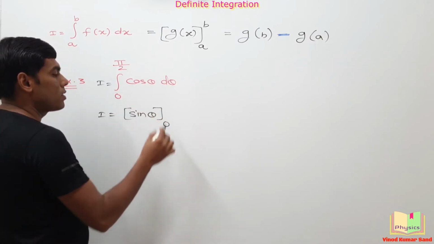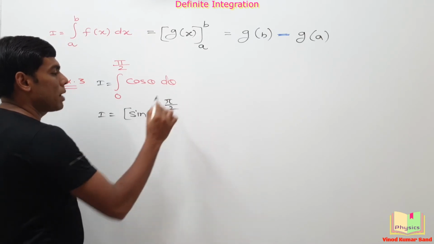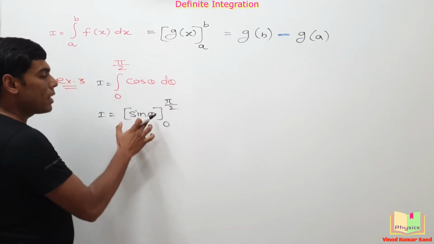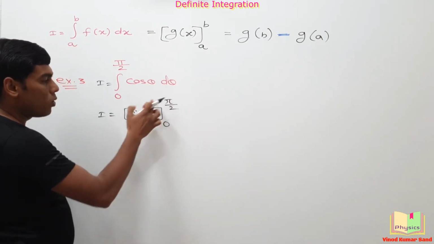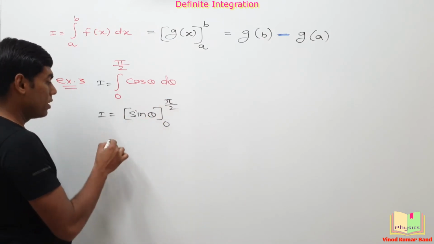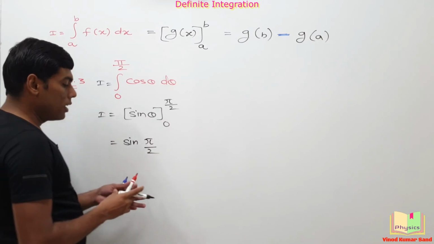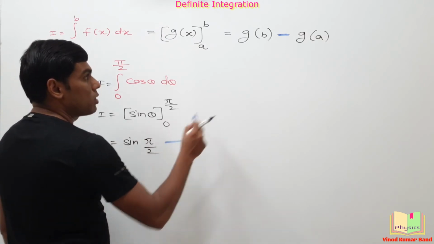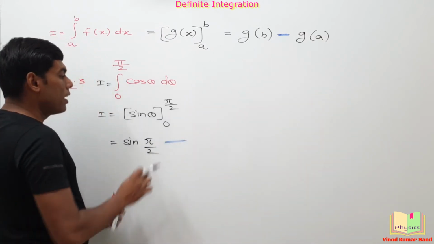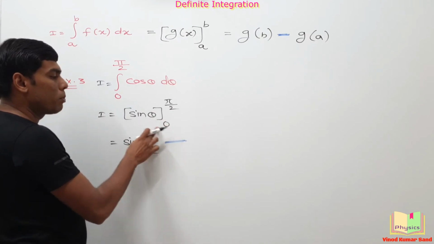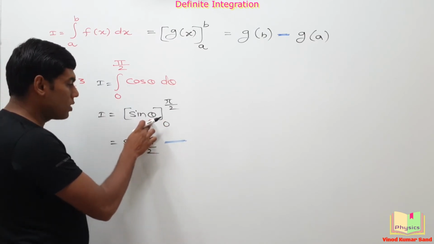The lower limit is 0 and the upper limit is pi by 2 radian. At the place of theta, first of all you will put up the upper limit. So it will become sine of pi by 2 radian. Then there is a negative sign due to the formula itself. Now at the place of theta, you will put the lower limit, which is 0.